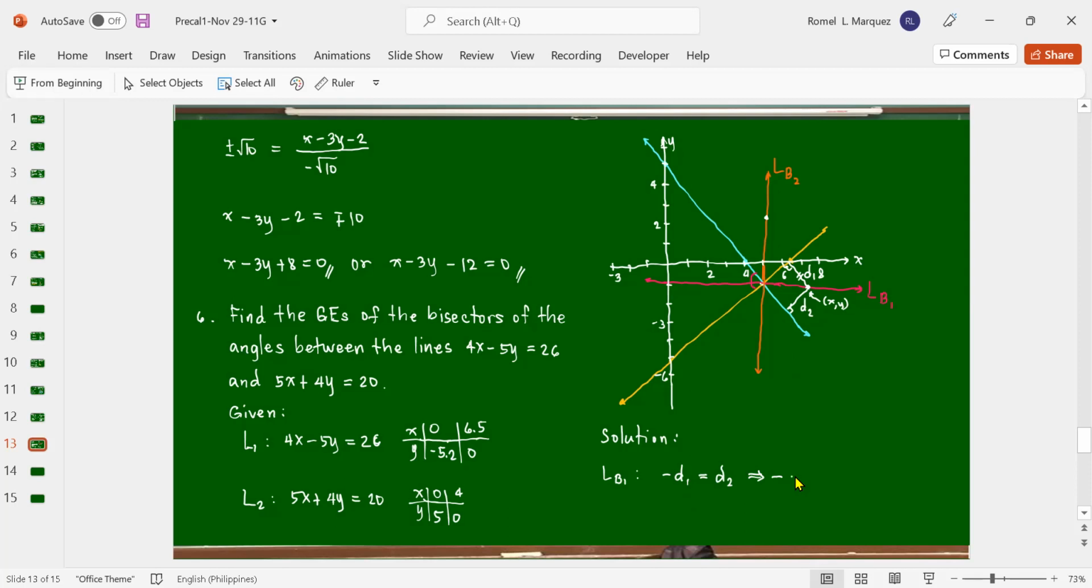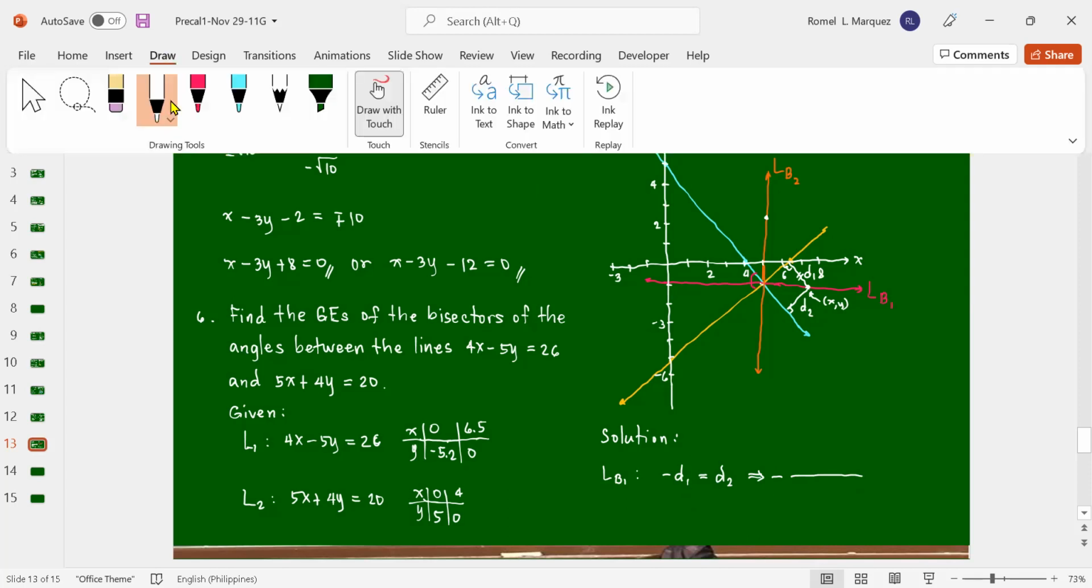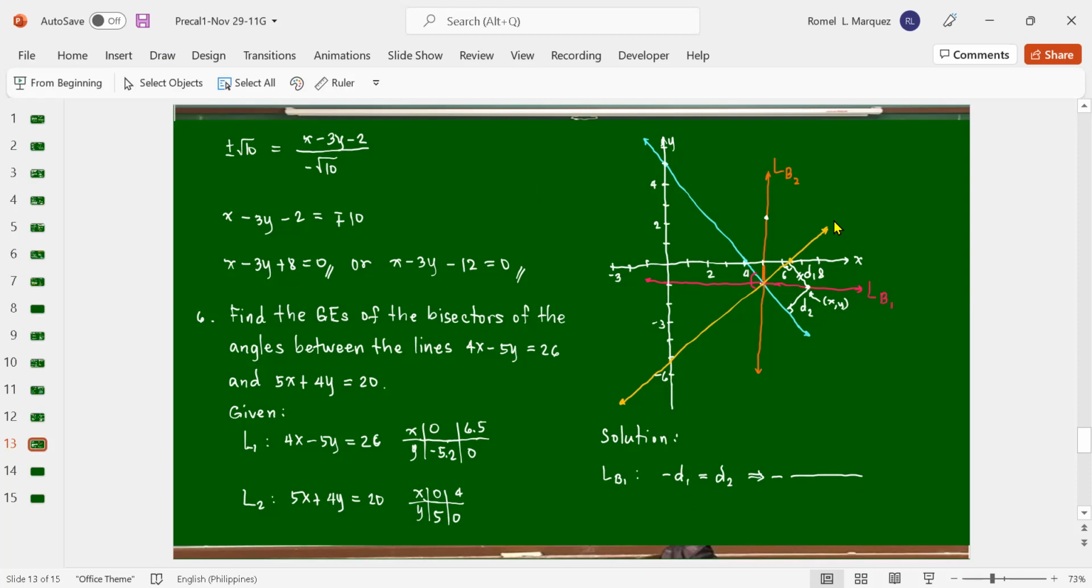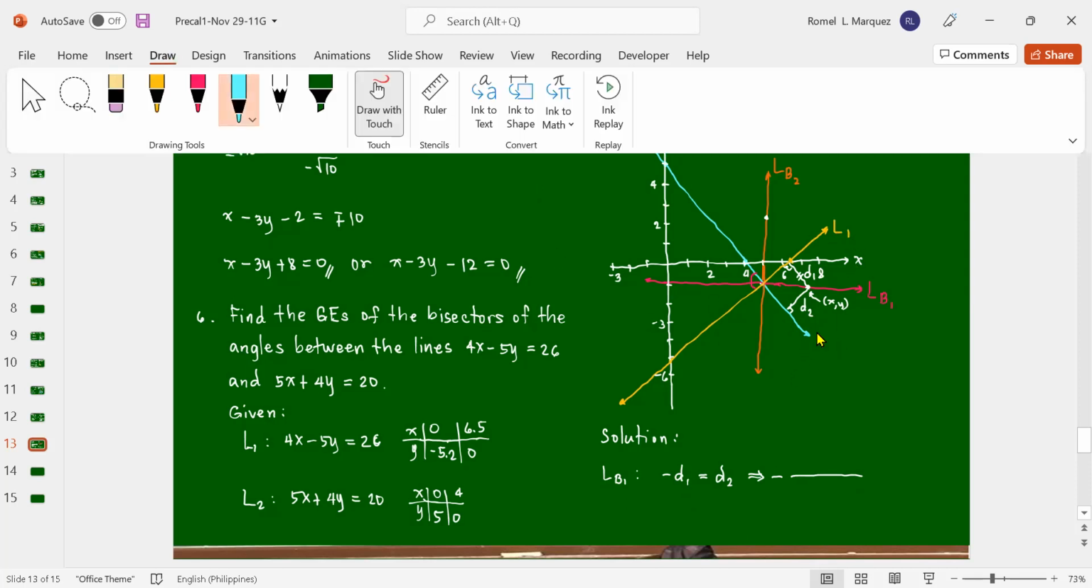And what is the directed distance? D1. So what is yellow? Guys, what's the equation of yellow? Yellow is L1, no? And then the blue one, L2. Am I right?